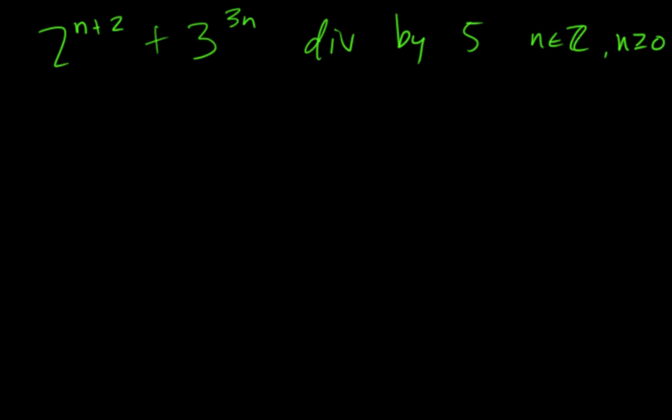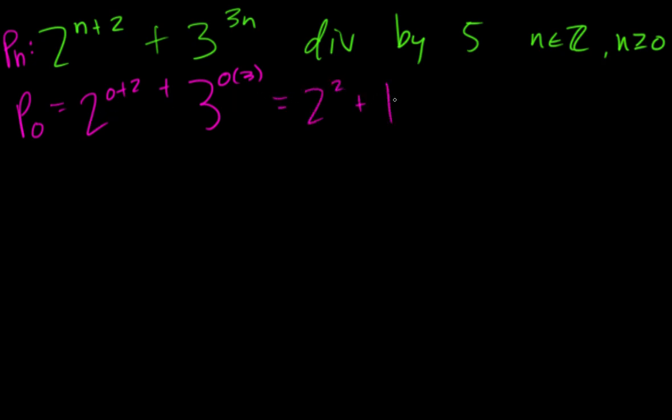So we're going to approach this like we did the last one. We're going to call this our P of n, and then our P of 0 is where we plug in 0 to this and check that that is true. So I'm just going to plug in 0. Okay, so it's going to be 2 squared plus 1, because 3 times 0 is 0, and 3 to the 0 is 1. That's 4 plus 1, which is 5, and 5 is definitely divisible by 5.